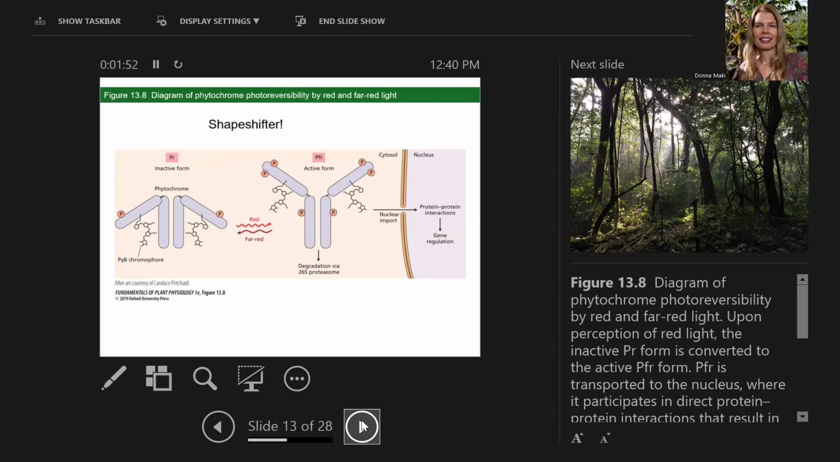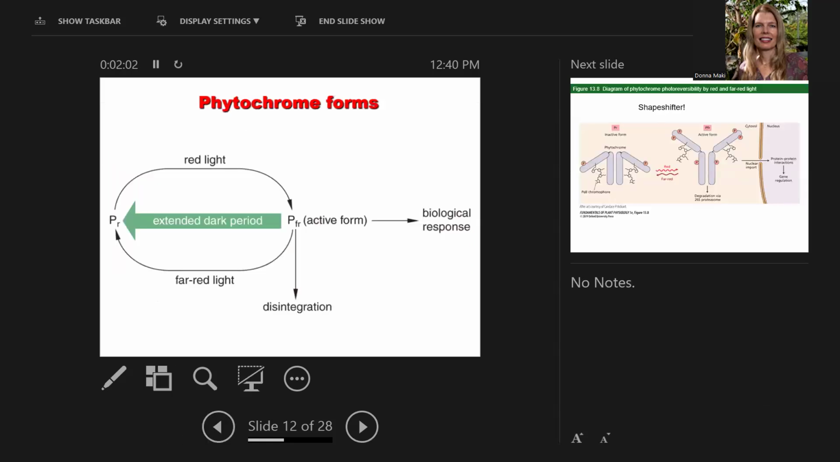So the research on this is very intense still. They have more to learn for sure, but knowing the basics of what qualities of light and that it's a shift in the shape of the pigment that's causing this toggling back between the P sub R or the P sub FR.